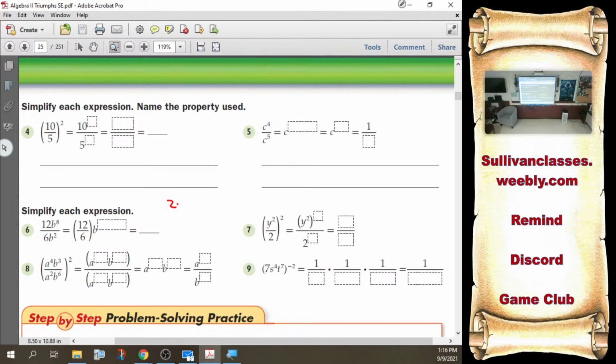Okay. They wrote this one kind of goofy. They want you to split it up. So it's like 1 over 7 to the second. 1 over s to the 4th to the second. 1 over. They split them up. Okay. Yeah, their boxes were a little goofy on that problem.